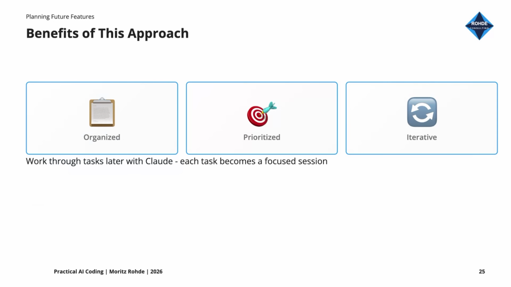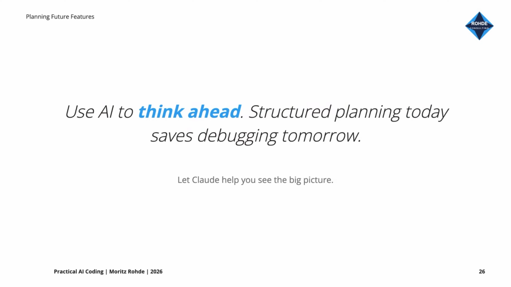So the benefits: it's organized, and you can prioritize because it's done asynchronously. You can read through it and then you can say, hey, I want to do exactly this now. And as mentioned, this is an iterative approach where you can say, hey, please think about this feature, please specify this approach. Hey, think about authentication, we didn't specify this yet for this feature, and so on. So use AI in this approach to think ahead, you're structuring, planning, and at the end, you're basically saving debugging. So structured planning today saves debugging tomorrow.